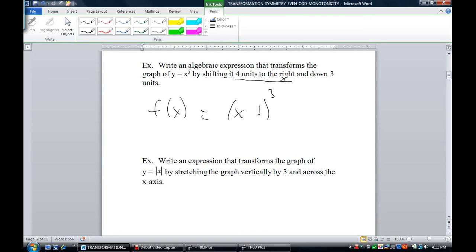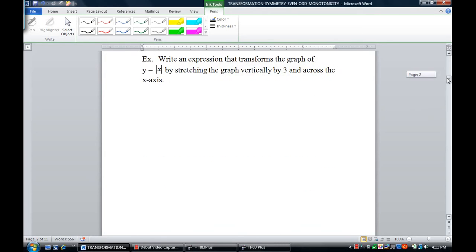So now I'm going to have the 4 with the x being added or subtracted. But since it's to the right, I'm thinking opposites with the x's. So that's why it's a minus sign. But then down 3, the y's go up and down, and I always use the sign that I think it should be in this case. So down is minus 3. The one you have to watch out for is inside, with the x, inside the parentheses.